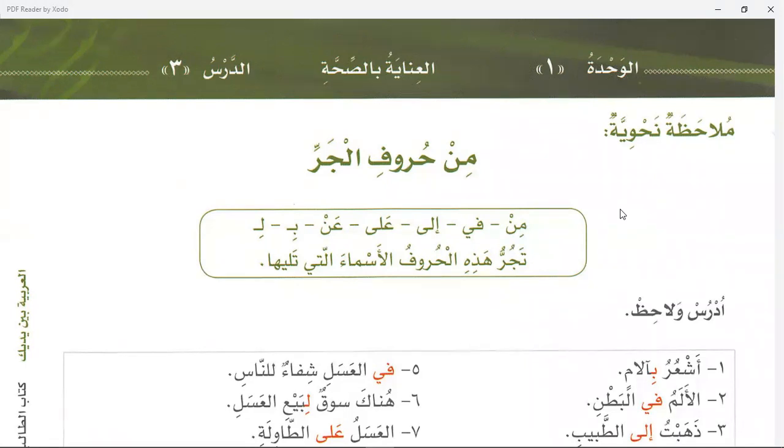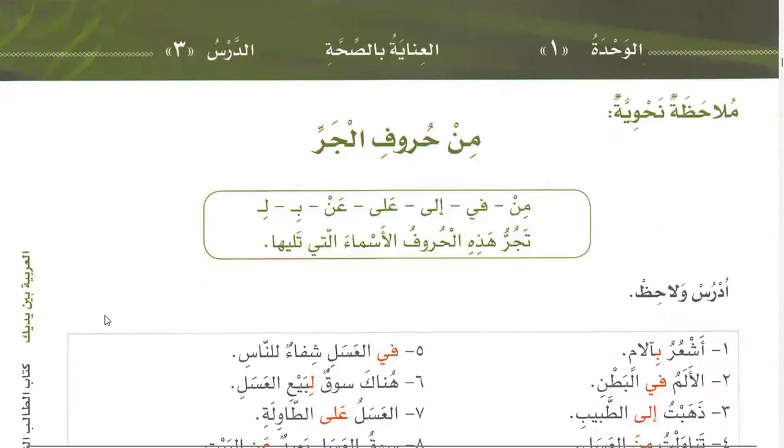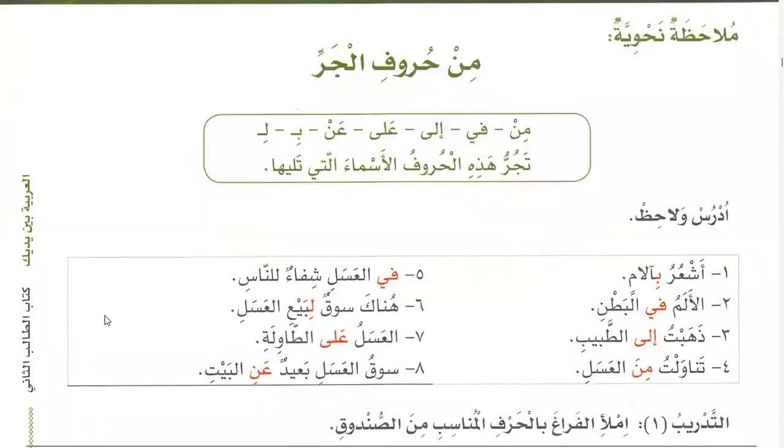Okay. Min hurufil jari. The example is min, fi, illa, ala, an, bi, li. Can you tell me the meaning of these huruf jar? Min is from, fi is in, illa is to, ala is on, an is about, bi is with, li is for. Okay.